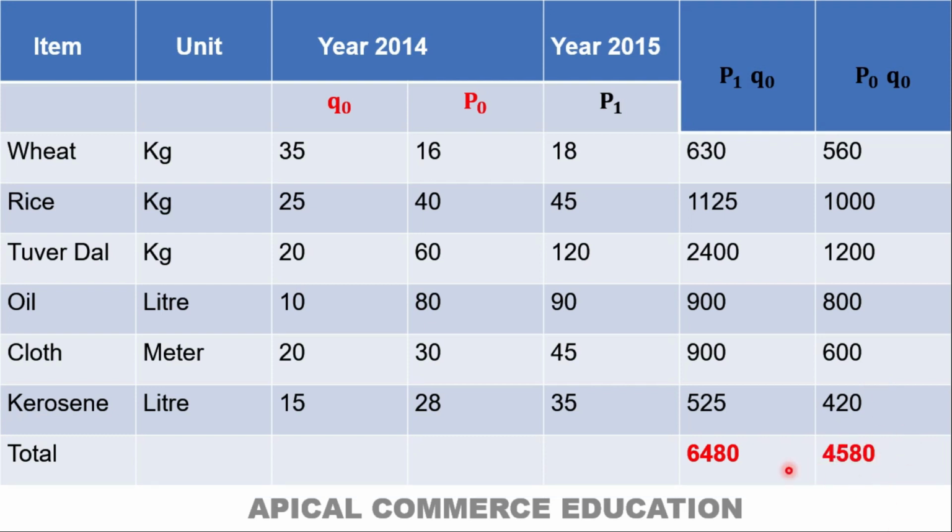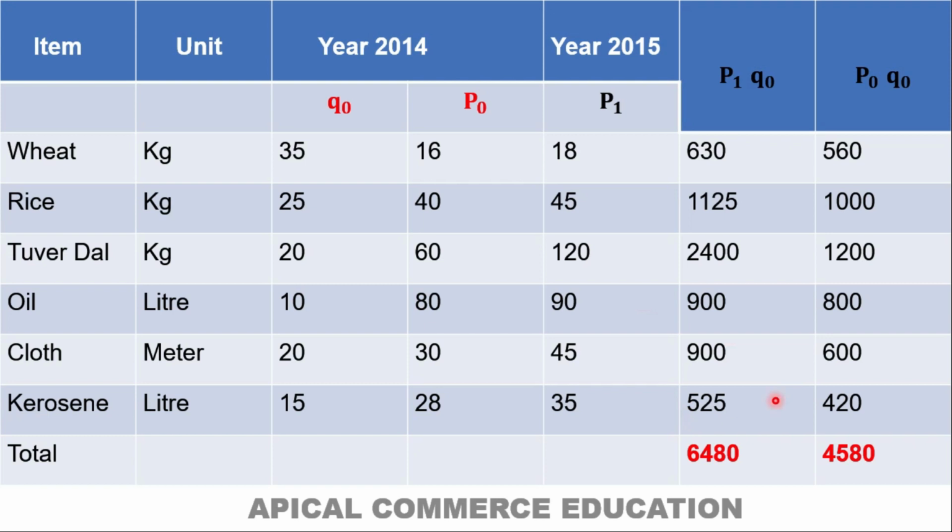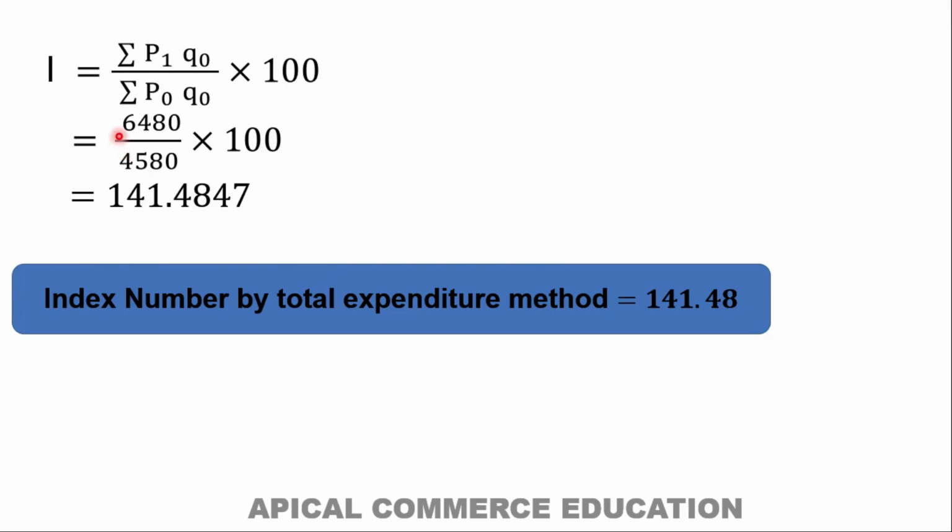So we will substitute these values in the formula. As we know the formula, I is equal to sigma P1 Q0 upon sigma P0 Q0 into 100. So the value of sigma P1 Q0 is 6480 and sigma P0 Q0 is 4580. Let's substitute these values. So we get 6480 upon 4580 into 100 is equal to 141.4847. So the index number by total expenditure method is equal to 141.48.